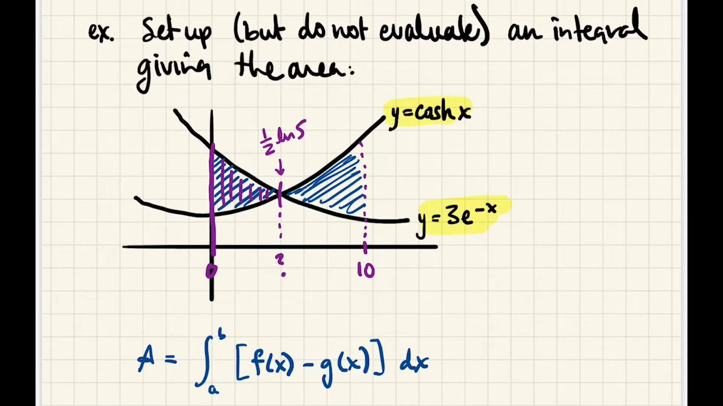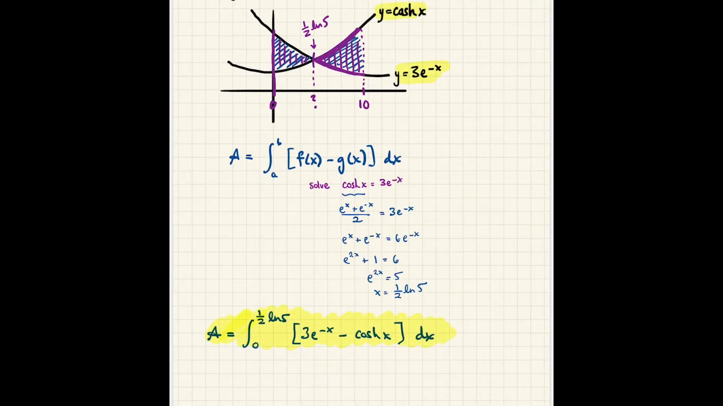But now we'd have to add the integral from 1/2 ln 5 to 10, with the upper and lower functions reversed, because now for this portion of the graph, cosh is the upper function and 3 e to the negative x is the lower function. So in that case, we would add the integral from 1/2 ln 5 to 10 of cosh as the upper function minus 3 e to the negative x as the lower function. All right.